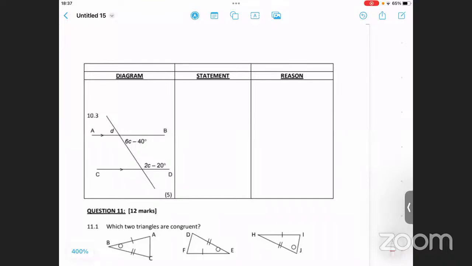So ma'am, I said 6C minus 40 degrees plus 2C minus 20 degrees equals 180 degrees, co-interior angles. AB is parallel to CD. Perfect, perfect. And let me note that down before you continue.